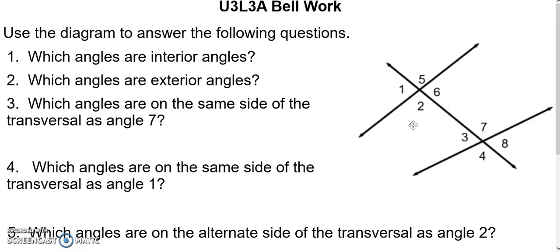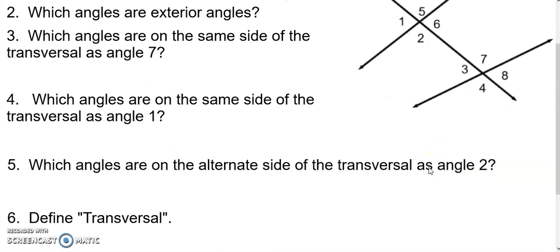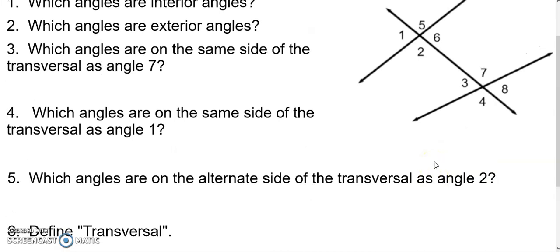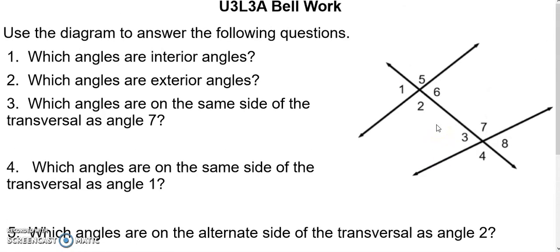Which angles are exterior or on the outside? Which angles are on the same side of the transversal as angle 7? Here's your transversal. It's the line that goes over the other two lines. Which three other angles are on the same side with angle 7? Which angles are on the same side of the transversal as angle 1? Which angles are on the alternate side of the transversal from angle 2? There's angle 2. Which angles are on the alternate side? And then I kept saying the word transversal. What is a transversal?